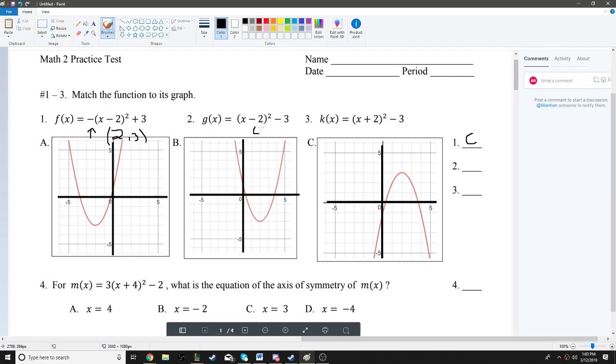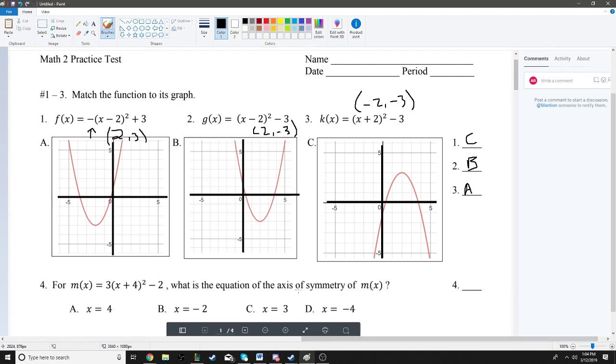This has a vertex of 2, comma negative 3. Remember, opposite of what's on the inside, same as the outside. And that only one would be b. And this one has a vertex of negative 2, comma negative 3, which has to be graph A.